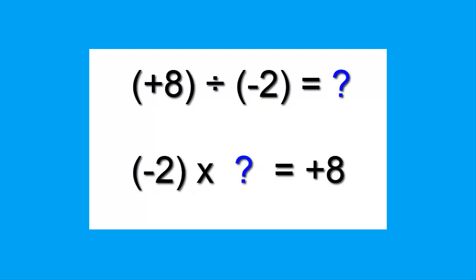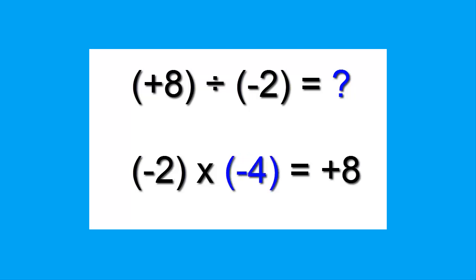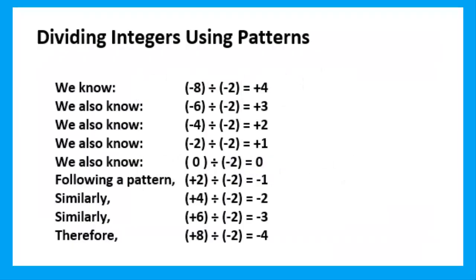Correspondingly, to solve 8 divided by negative 2, we can think negative 2 multiplied by what number equals positive 8. That number would be negative 4. Here is a pattern that demonstrates that the answer makes sense.